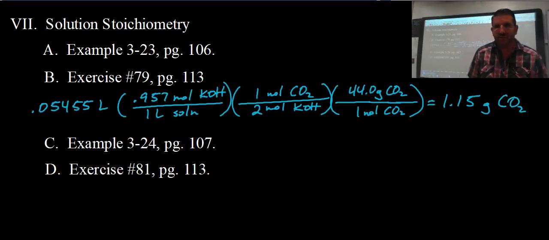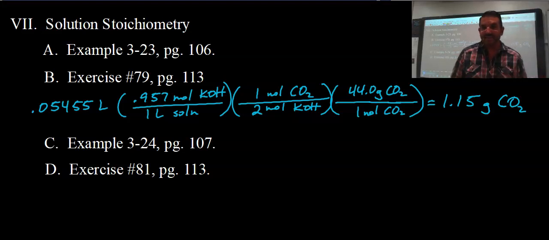All right, go ahead and pause to number 79, page 113. So in this one, given the volume and concentration of a solution, I use those two to find moles, moles in this case of potassium hydroxide. Apply my mole ratio and then convert to grams of carbon dioxide. You get 1.15 grams.